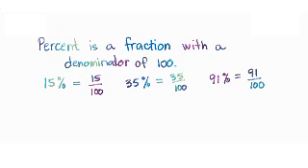Now if we change this into decimal, 15% is equal to 15 over 100, and that also is equal to 0.15. So 35% is also the same as 0.35. So in decimal, 91% is the same as 0.91.